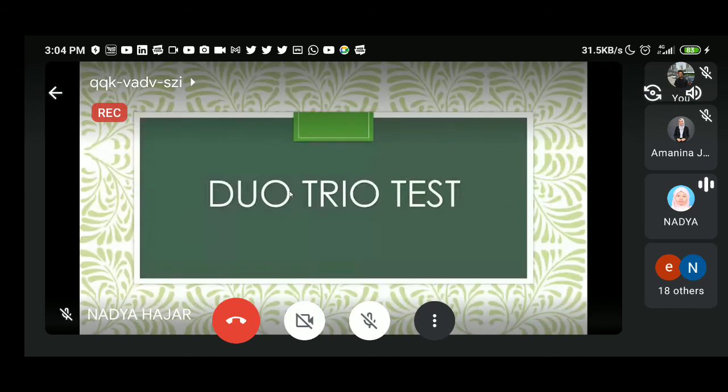Okay, next kita masuk duo trio test. The concept still the same. Okay, untuk cara pengiraan significant difference tu, you akan guna perkataan significant difference ni sampai habis lab kita. Okay, so this is duo trio test. Macam kita cakap tadi, duo trio test maksudnya dua sampel kita, satu adalah reference sampel.